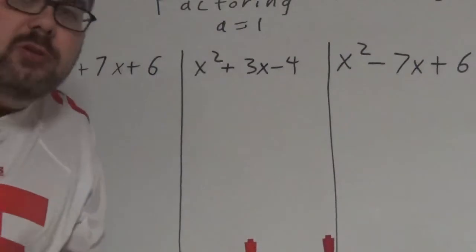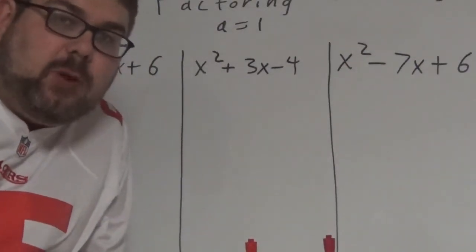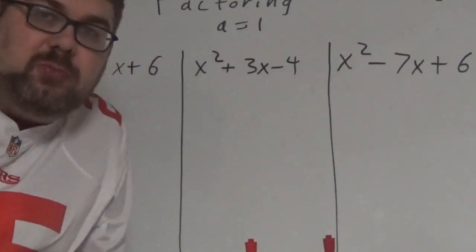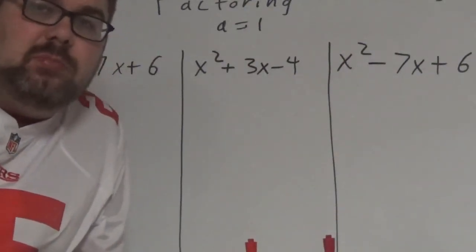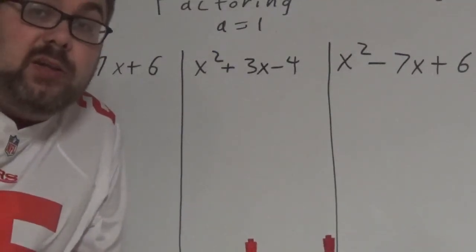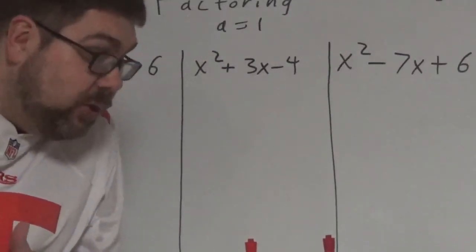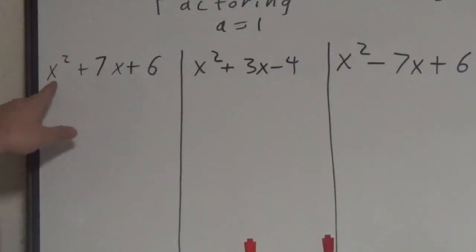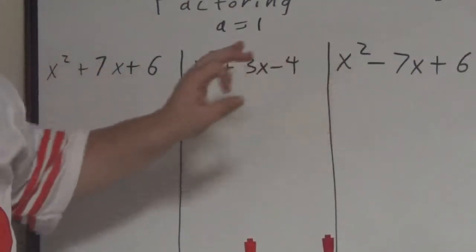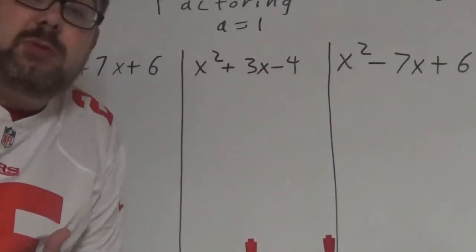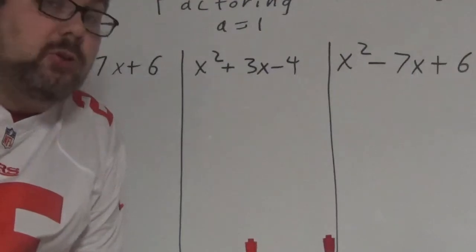This is Mr. Coker with Algebra Lesson 1-1, Factoring Quadratics when a equals 1. So I want to start by explaining what that means. When we have a quadratic expression or a quadratic equation, what it means is that the largest exponent is a 2. We have an exponent of 2, and there's no exponent larger than 2.